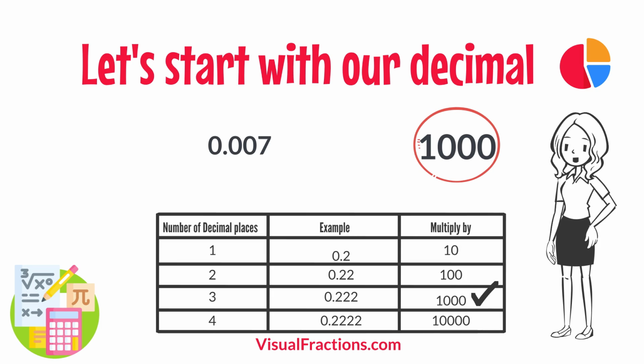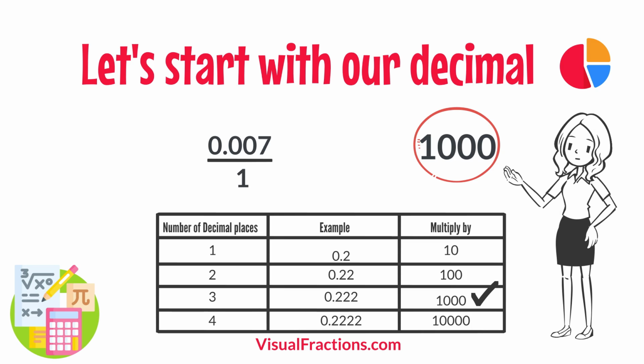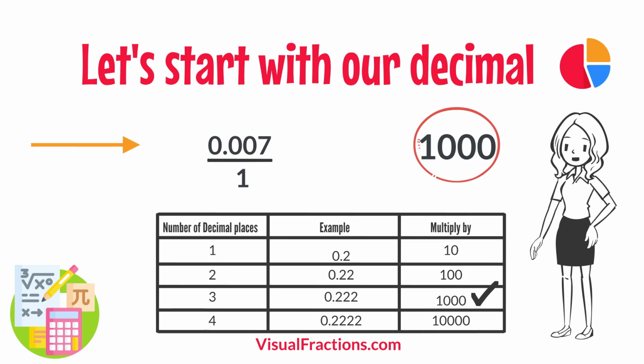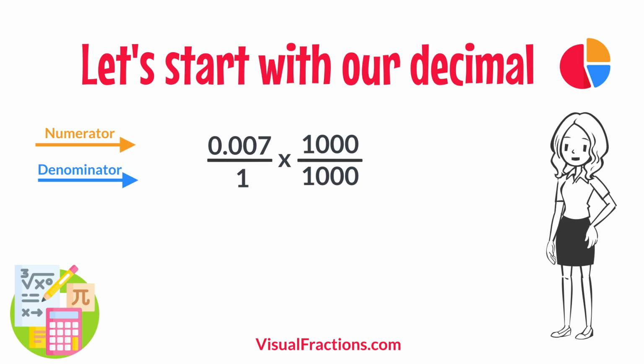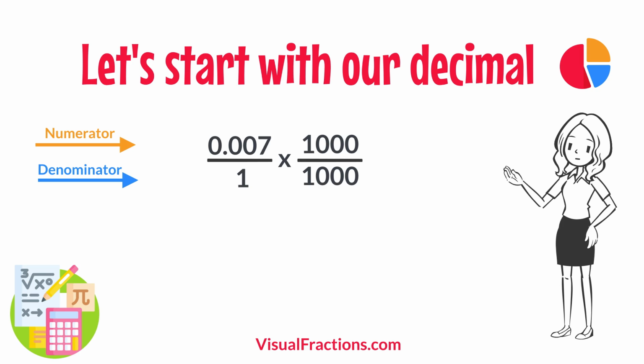To convert this decimal into a fraction, you initially put it over 1, essentially treating the decimal as the numerator in a fraction where the denominator is 1. This sets up the conversion process where we multiply both the numerator, the decimal, and the denominator, 1, by 1000 because there are 3 decimal places.